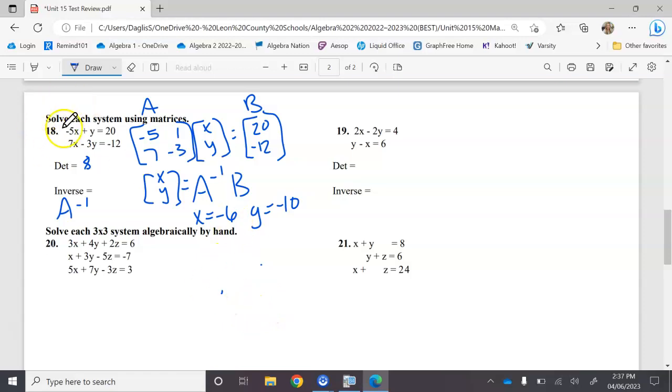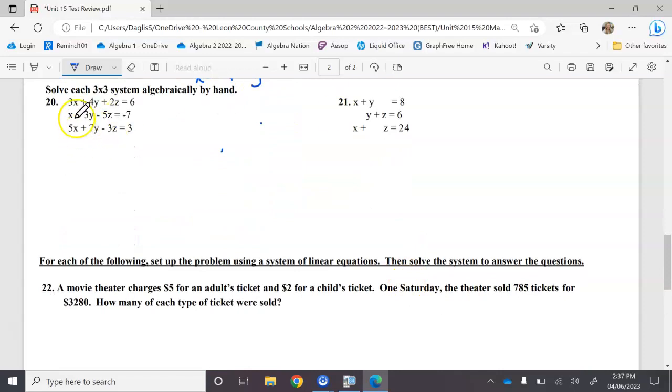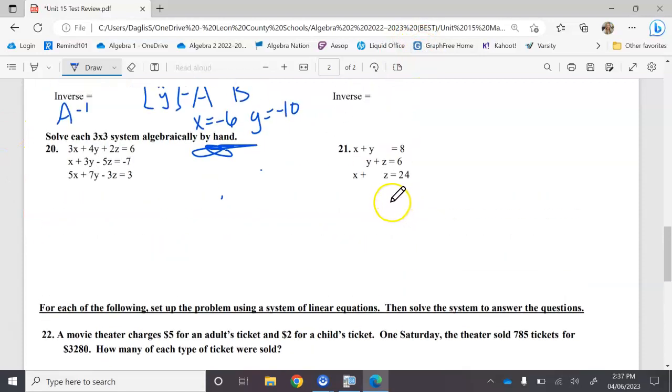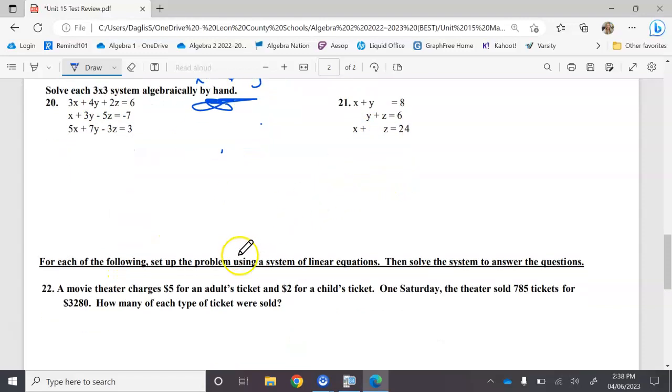Okay. What we did for 18, we can also do down here. For 20 and 21, it specifically says by hand. So yes, you have to show your work up here. You can always check your work using your calculator. You would just type in your 3 by 3 coefficient matrix, find the inverse of that, and multiply it by your 3 by 1 answer matrix. That's a good way to check yourself. So for this one, you should get 4, negative 2, and 1. But again, you have to show it to us by hand for number 20 and 21.